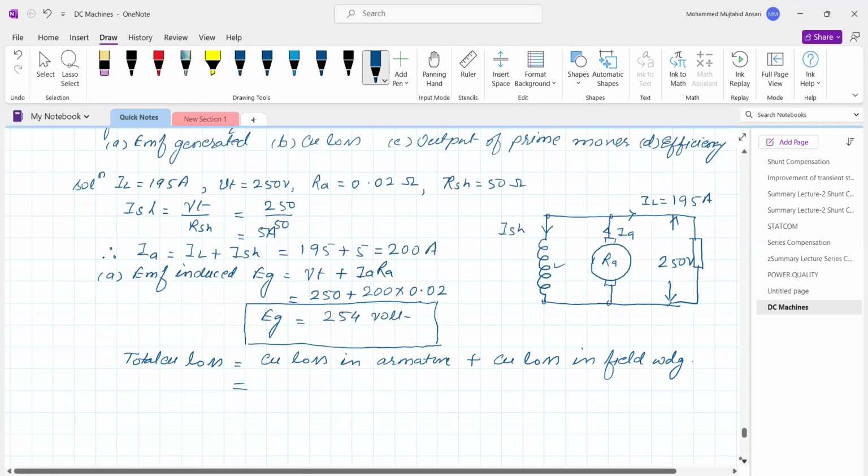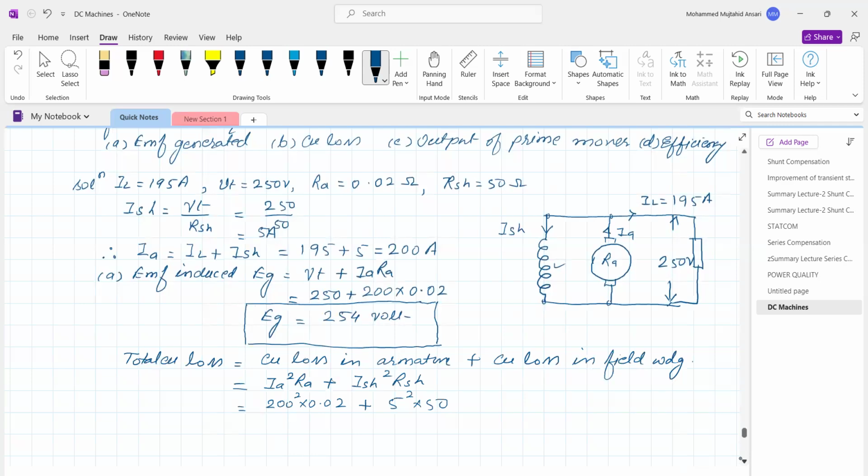The copper loss in armature is Ia square Ra plus, similarly, the shunt field current Ish square Rsh. If you put the values, armature current is 200 square into 0.02 plus 5 square into 50. This can also be calculated simply as the terminal voltage Vt into Ish. Both ways we can calculate. Therefore, the total copper losses equal 2050 watt.